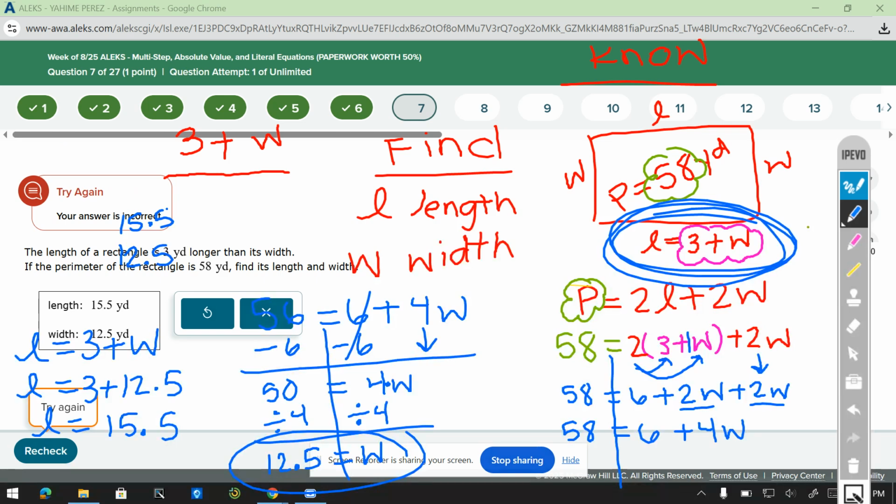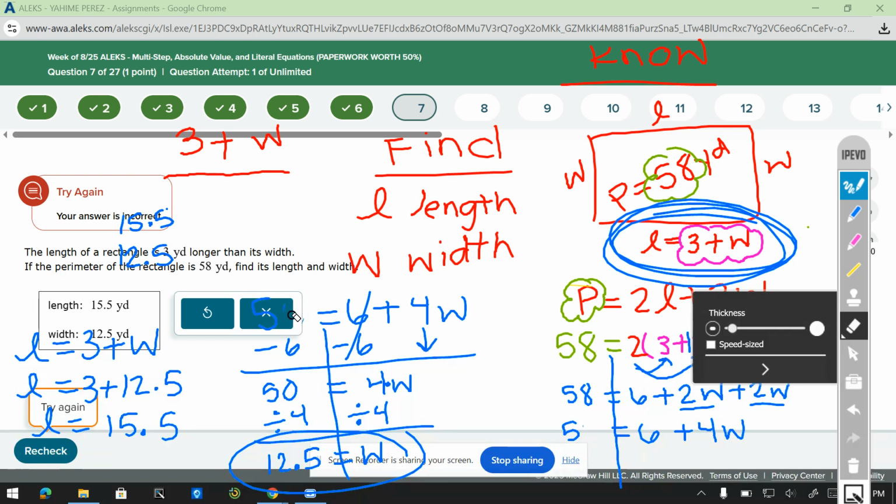Must have made a mistake somewhere. So perimeter is 58, 2 length is 6, 2W, 4W, 58 minus 6 is 52. Oh, I didn't subtract. My bad here. Oh, okay. I'm sorry about the little mistake.